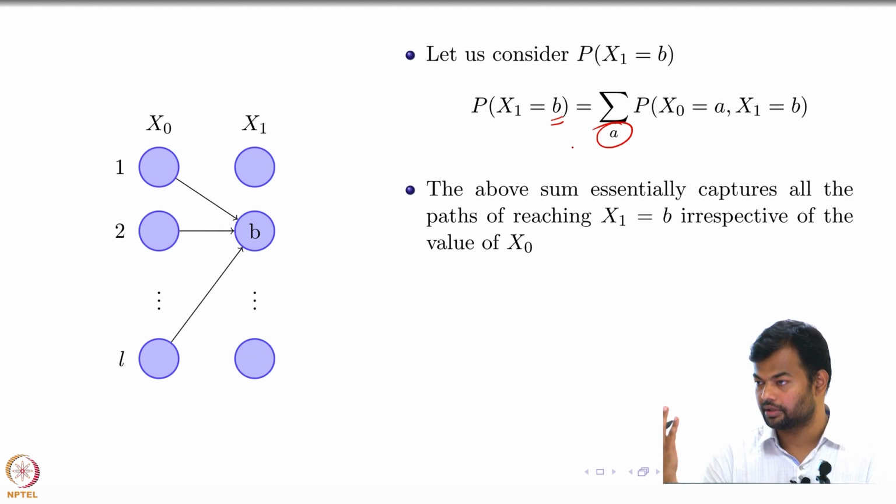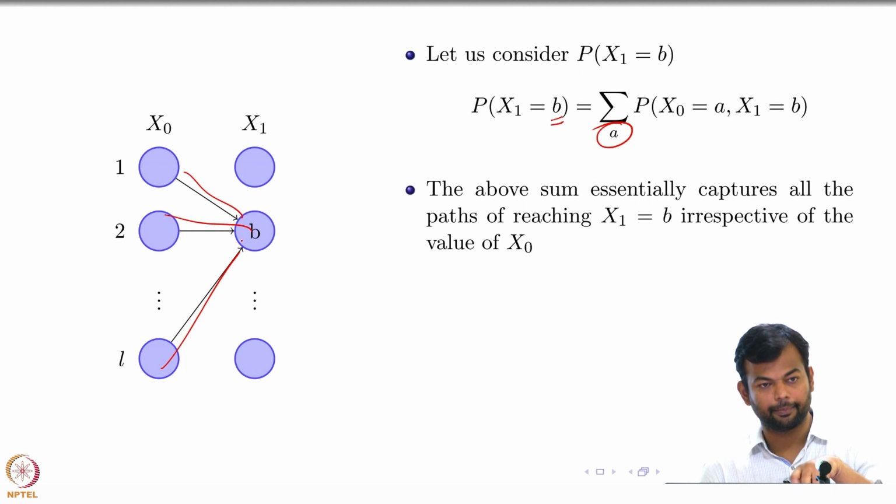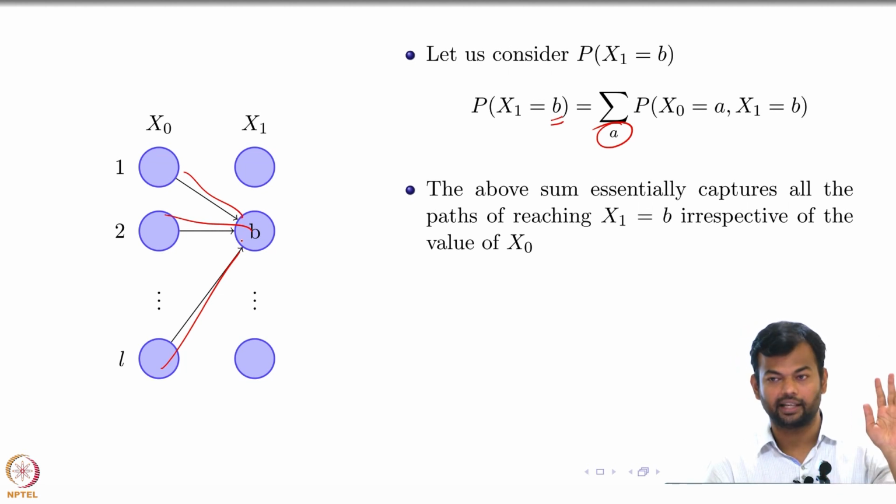Any of the x0s that I start with, I'm just summing over all the possible paths of reaching the value b at time step 1, starting with any value at time step 0. Is that fine? That's what this sum is capturing.